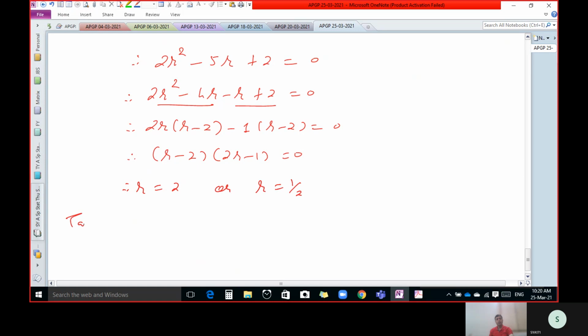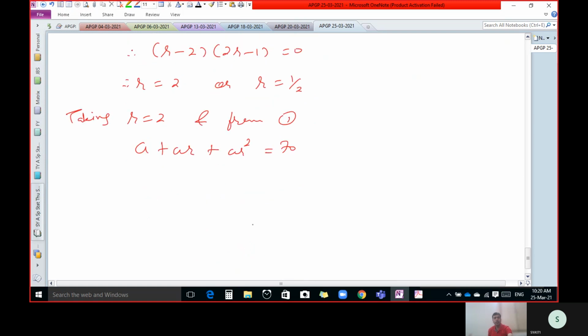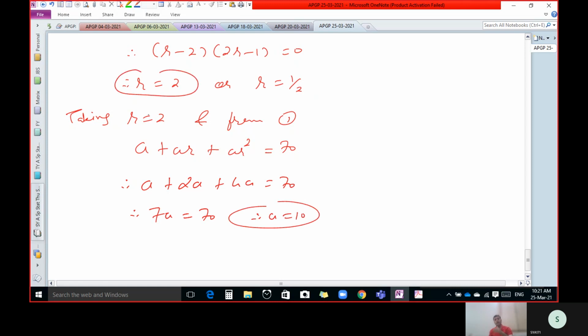Taking r equal to 2 and putting that in equation 1. Our equation 1 is what? a plus ar plus ar square is 70, that is given in the question. So put r equal to 2. So what we get? a plus 2a plus 4a equal to 70. So we get 7a equal to 70. So we get a equal to 10. So a is 10, r is 2.